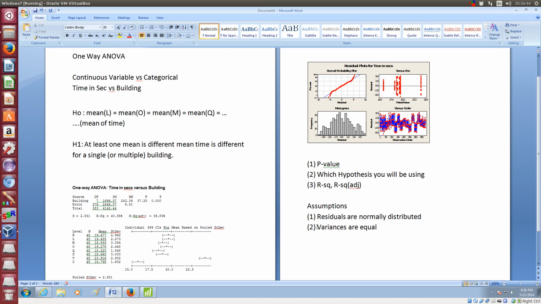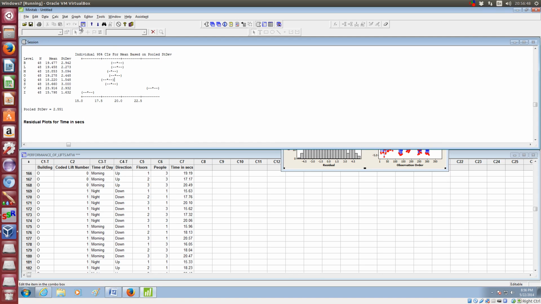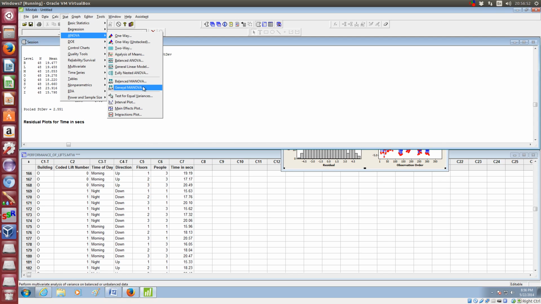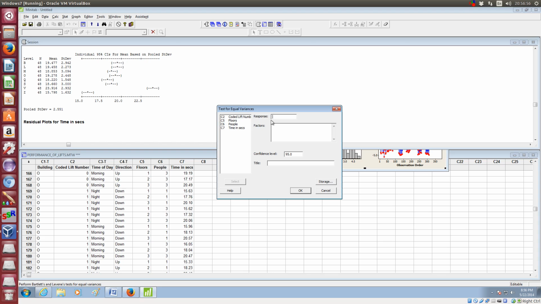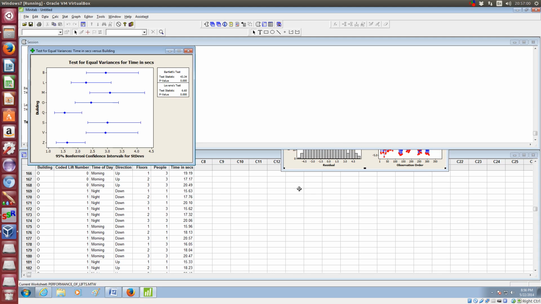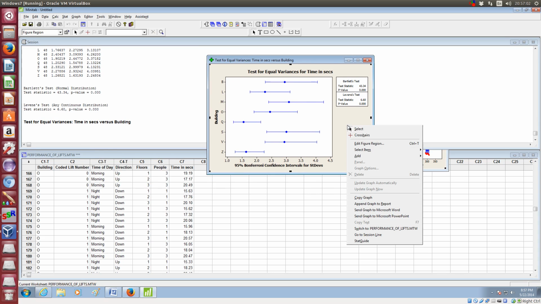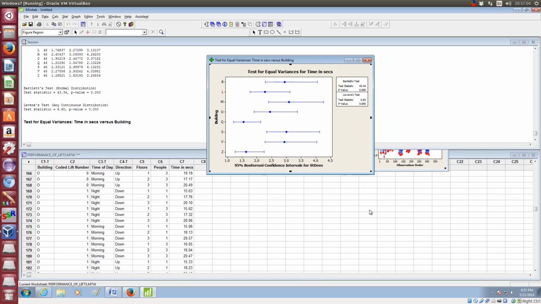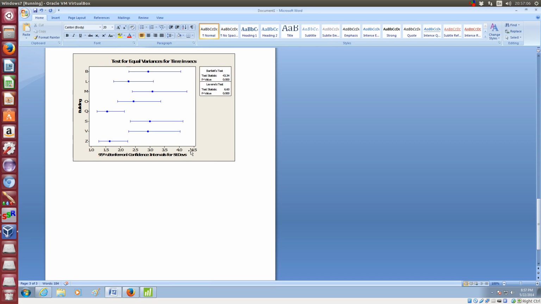Okay, so the last thing that we need to look at is to do a test of equal variances. This is quite easy to do. So we just go Stat, ANOVA, Test for Equal Variances. The response again is the time in seconds. The factor is building. That's all it is. It comes up with a graph, so I'm going to right click, send graph to Microsoft Word. So let's go into there.